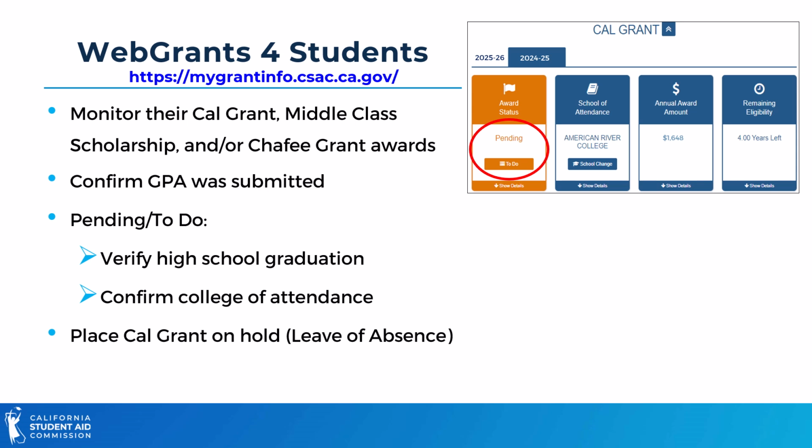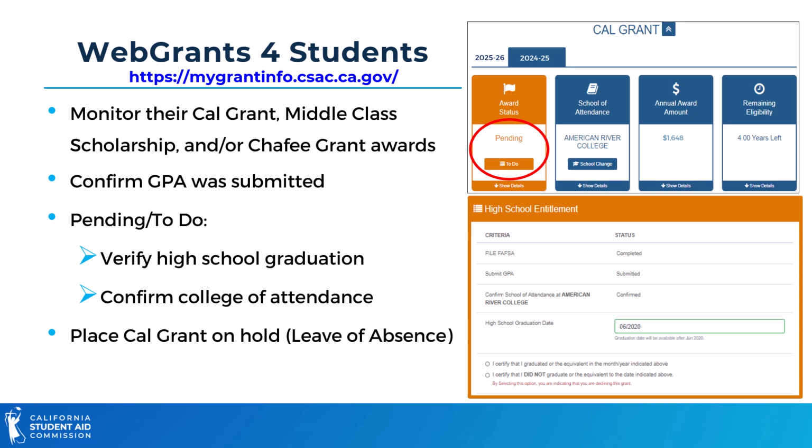Now let's take a look at the Cal Grant award status, which displays pending. Why? When students click Show Details, we can see what else is missing. The GPA was submitted and we can see that the student already confirmed that they are attending American River College. So what really is missing? Upon closer inspection just below, we see the high school graduation verification is pending.